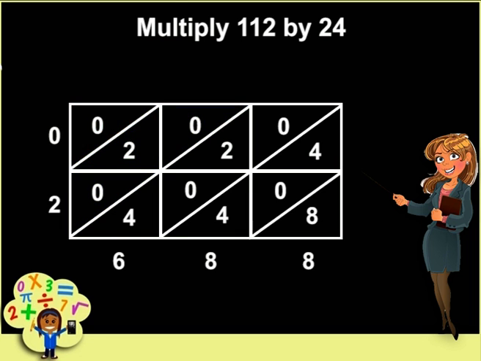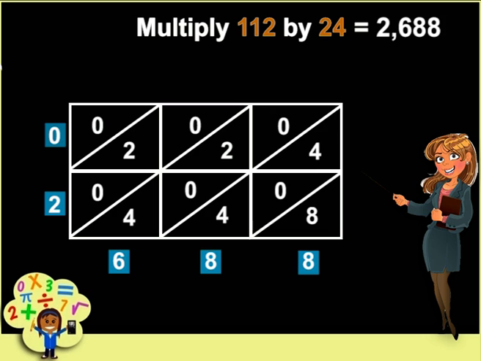When we have done all the addition of the numbers in the diagonals, we will get 2688. When we multiply 112 by 24, the answer is 2688.